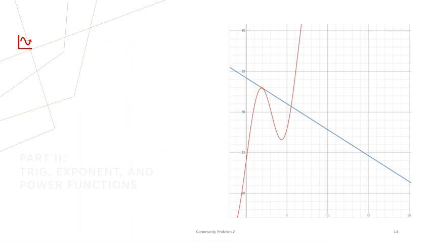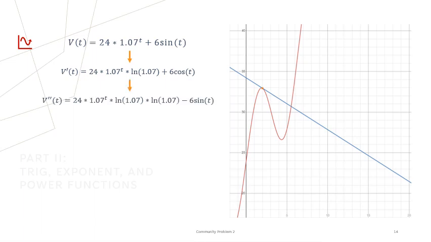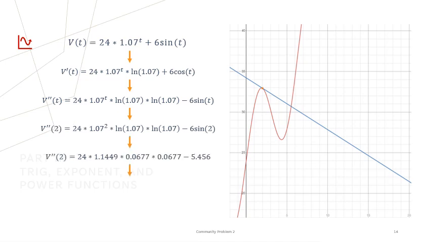All right, so part B asks us to determine the value of the second derivative of our function at the same point. So all we need to do is take the first derivative and apply the same rules a second time. So we hit that logarithm rule again, and that cosine becomes a negative sine, and then we do the math, and second derivative. There you go. V double prime of 2 is equal to negative 5.33. And what exactly does that mean?